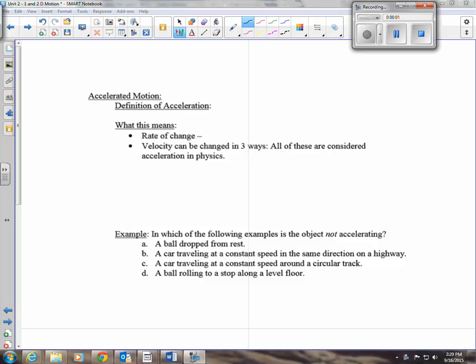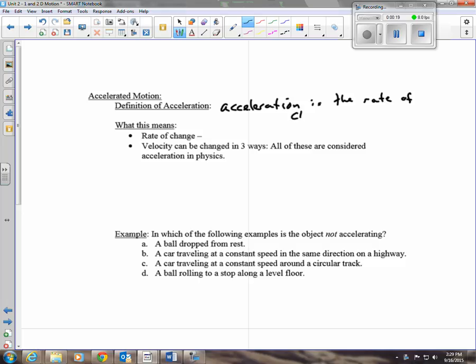Okay, we're going to start talking about accelerated motion. Before, we were doing constant or average speed. Now we're going to be changing speed: speeding up, slowing down, and so on. So the definition of acceleration is the rate of change of velocity. How fast your velocity is changing.